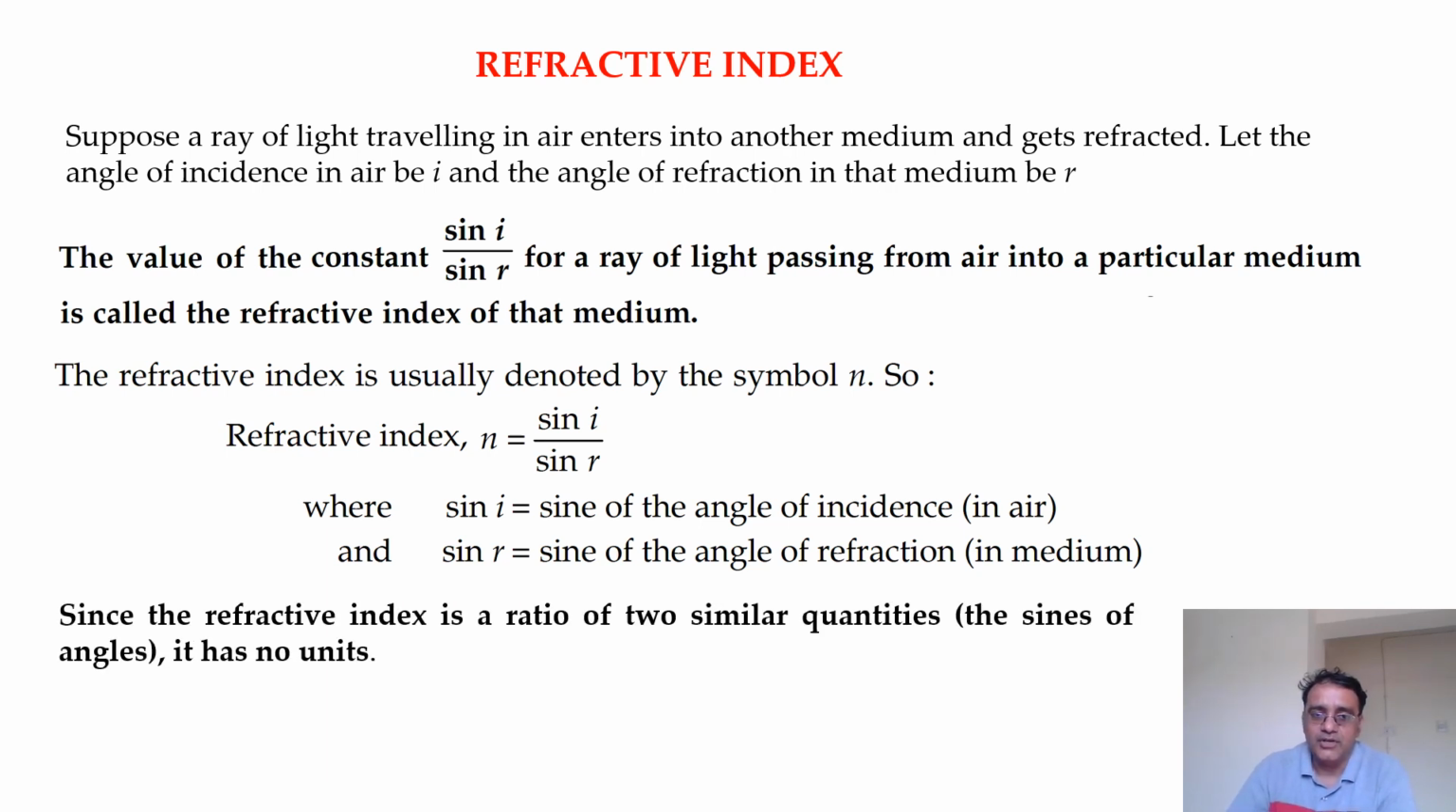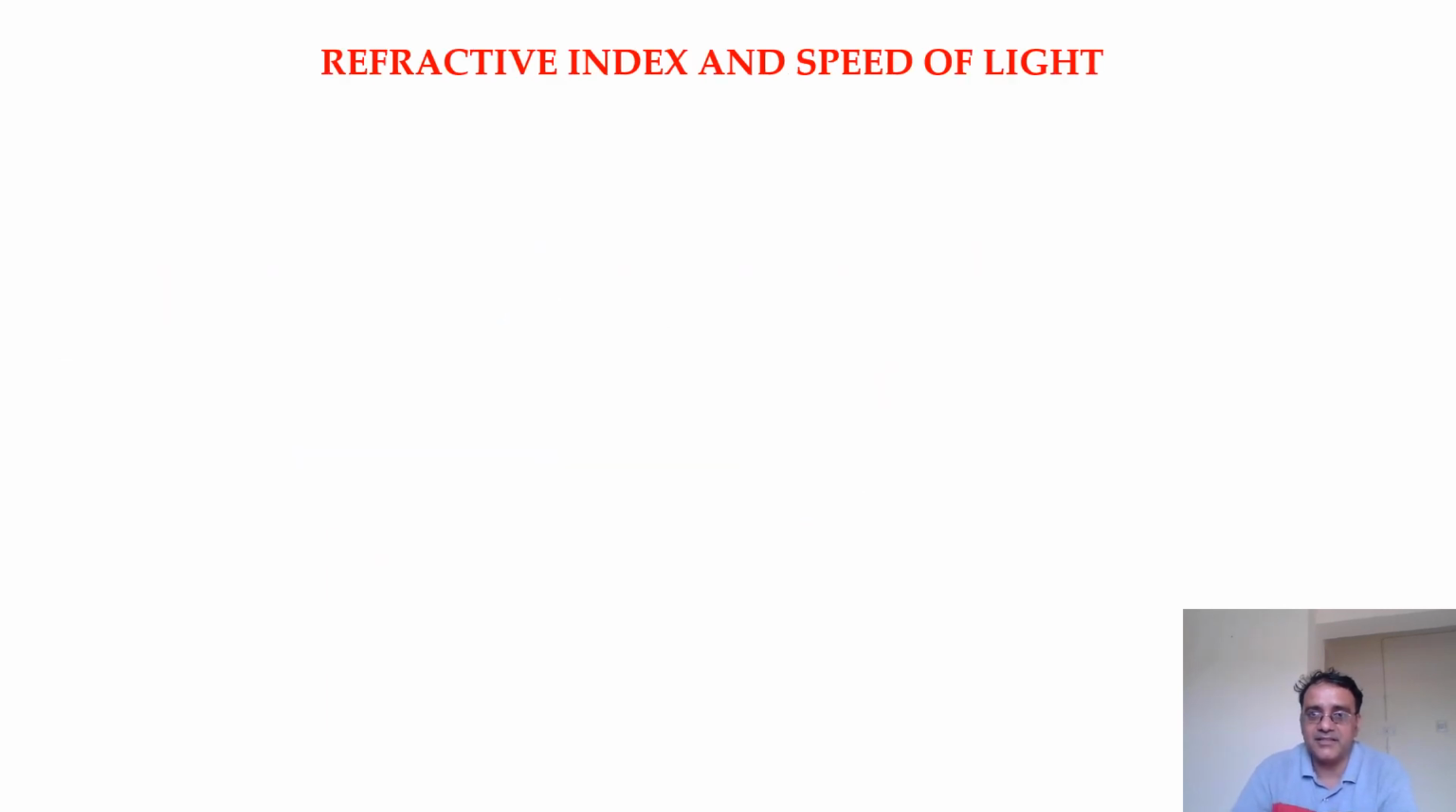Right. So since the refractive index is a ratio of two similar quantities, the sines of angles, it has no unit. This is very important. Now next we'll see the relation between the refractive index and the speed of light. The material or any substance through which light travels is a medium, that we have already seen. So light is refracted or bent in going from one medium to another because its speed changes. That also we have seen under the causes of refraction.